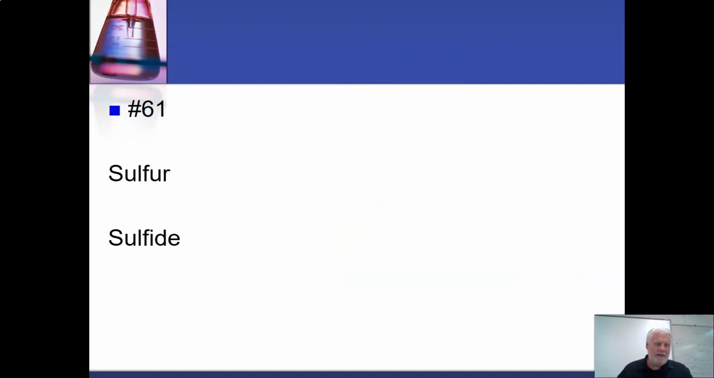Now 61, the difference between sulfur and sulfide is the fact that one is an ion and one is not. Sulfur, no charge. Sulfide, -2 charge. They're very, very different in how they react, their properties, way different, these two species. And they're also different in size.